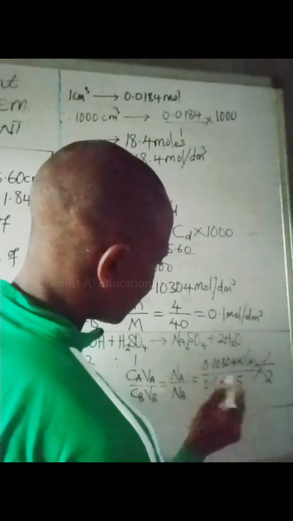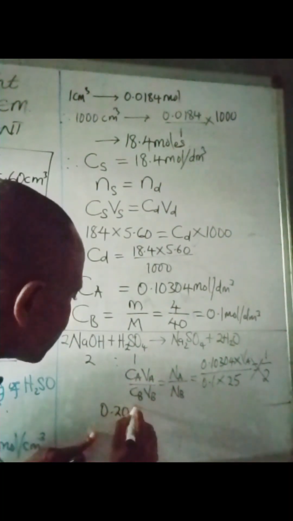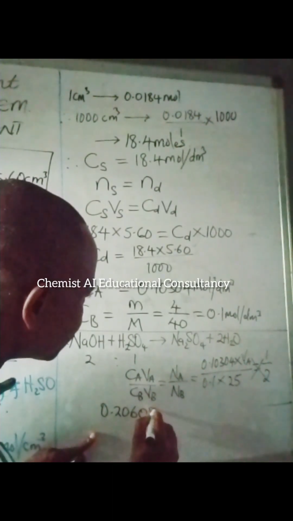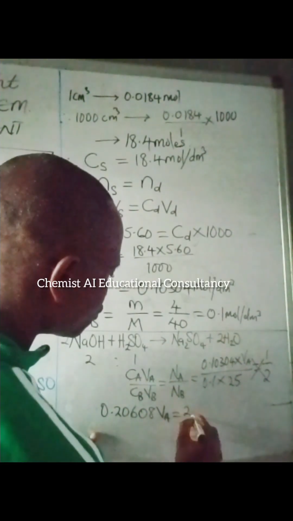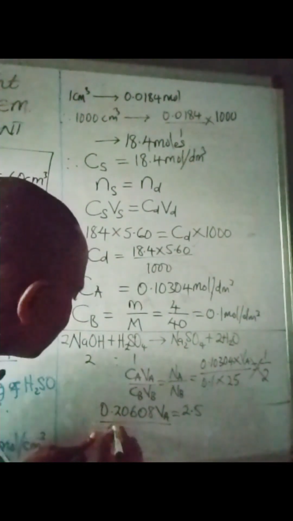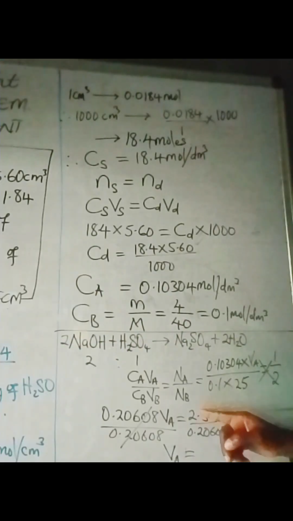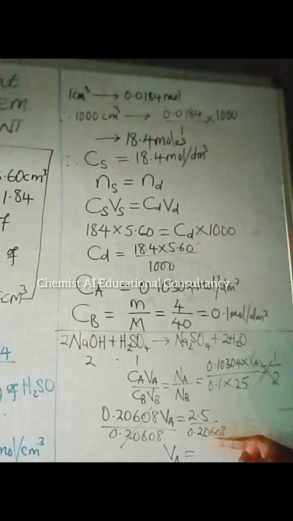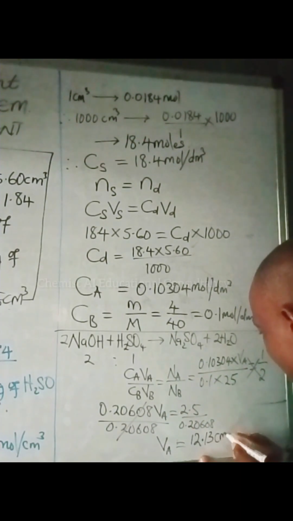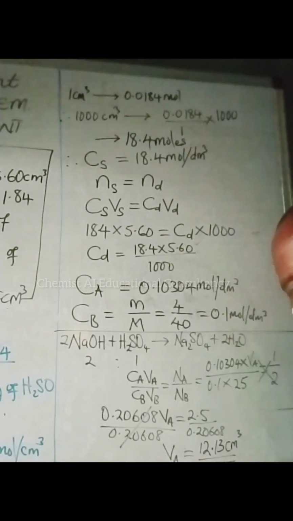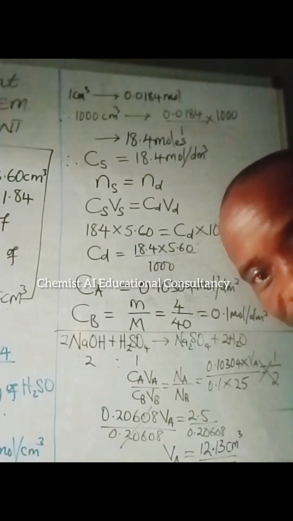When you cross multiply here, 2 times this number is 0.20608 times VA equals 0.1 times 25 times 1 is 2.5. If you divide both sides by this number, you will find out that the volume of acid used is 2.5 divided by 0.20608, and you are going to get 12.13 cm cube. This is the end point of the acid used in the Waec 2026 titration.